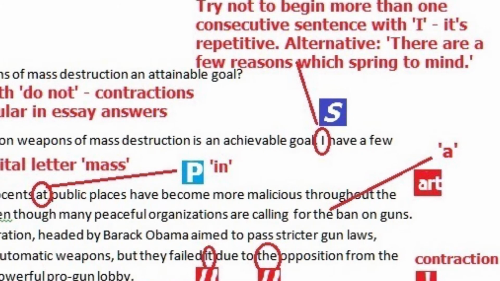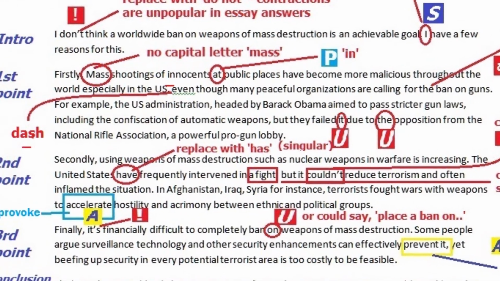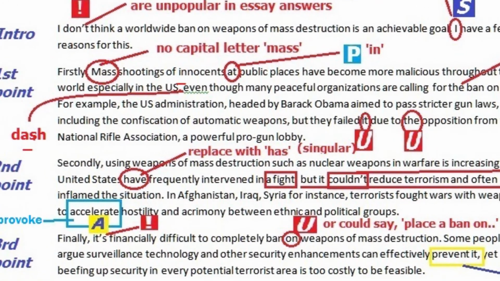The alternative suggested here: there are a few reasons which spring to mind. Spring to mind is a wonderful phrasal verb which you can use as an introduction. Moving on to the second paragraph, there's a capital letter, mass, M, it doesn't need to be there.